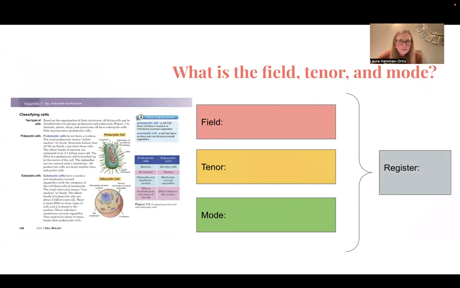Here's another example of field, tenor, and mode. So here we see a science textbook page. And if you look at it, you can kind of skim through it and see it's about cells. So the field is types of cells. The tenor, the writer does not know the person reading it, right? It's a textbook author writing this for a middle school student. So the relationship is one of two people who are not ever going to meet, but the textbook author has a middle school student in mind.